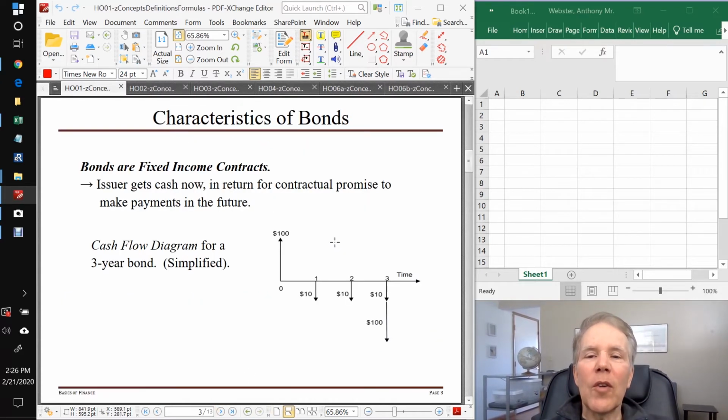So we started in the first class learning about bonds. Bonds are fixed income contracts. If this were a bond issuer here, they'd get a bunch of money in return for contractually promising to make these payments. These are called interest payments for a certain amount of time. Then typically at the end of the contract, the initial amount of money that was borrowed is also paid back. When we draw up visually a contract like that, we call this a cash flow diagram.